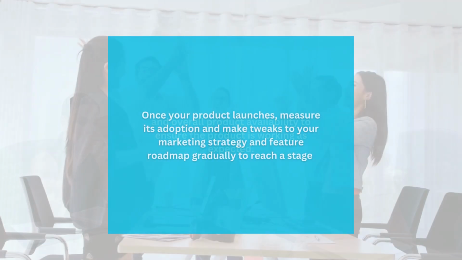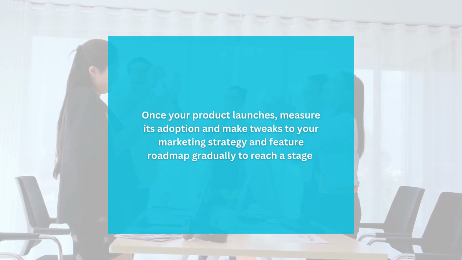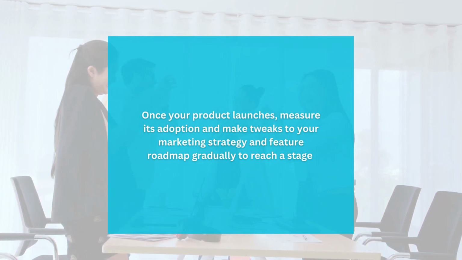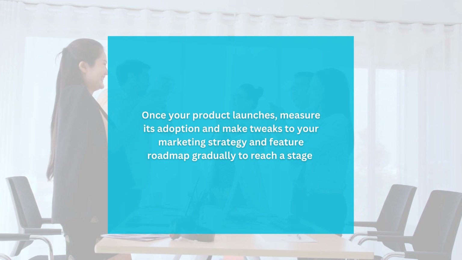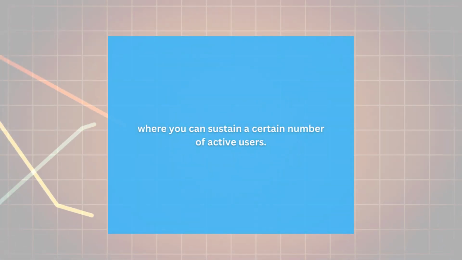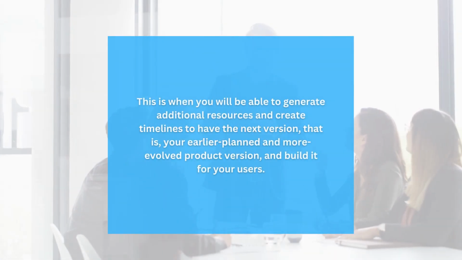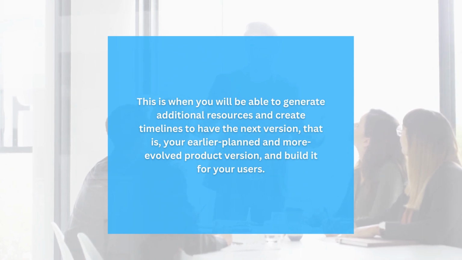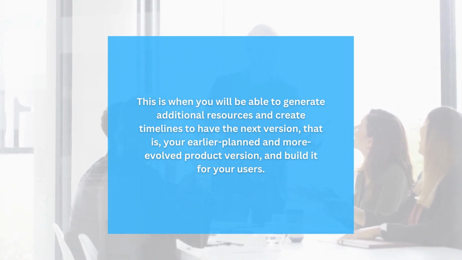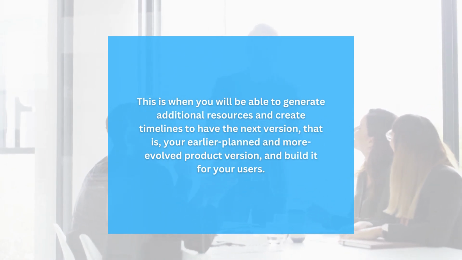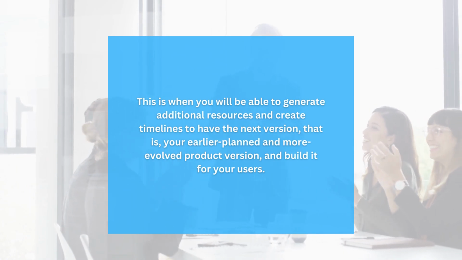Once your product launches, measure its adoption and make tweaks to your marketing strategy and feature roadmap gradually to reach a stage where you can sustain a certain number of active users. This is when you will be able to generate additional resources and create timelines to have the next version, that is, your earlier planned and more evolved product version, and build it for your users.